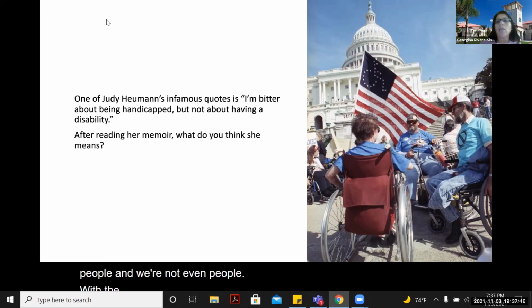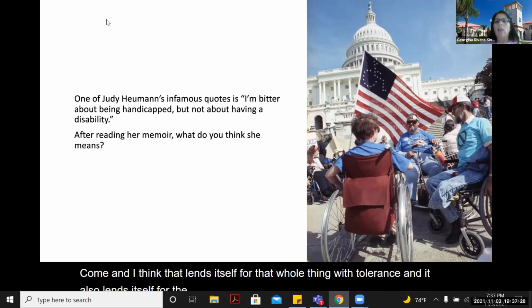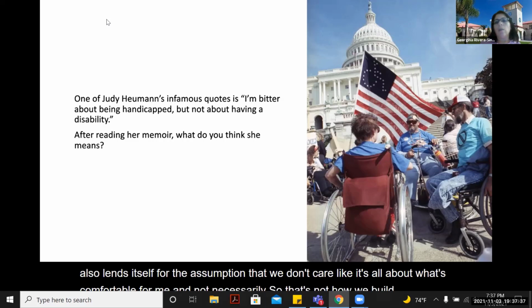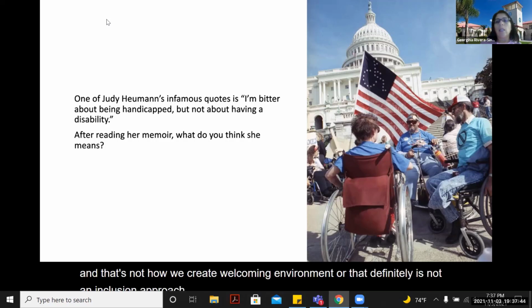We're making the decisions for people. And I think that lends itself to that whole thing with tolerance, and it also lends itself to the assumption that we don't care. Like, it's all about what's comfortable for me, and not necessarily others. So that's not how we build community, and that's not how we create welcoming environments, or that definitely is not an inclusion approach to embracing people that have disabilities within our realm, and everything that you do.